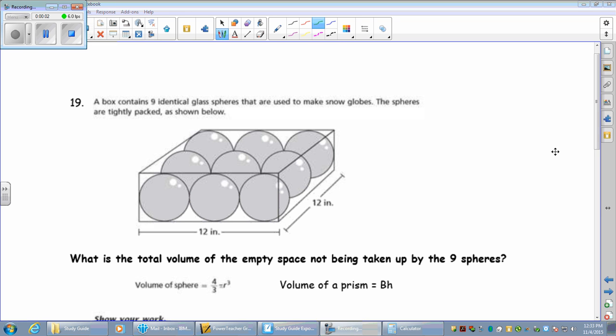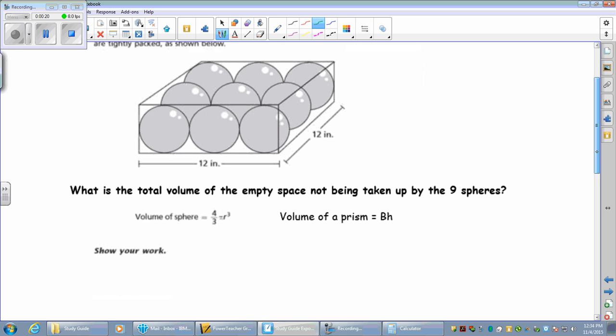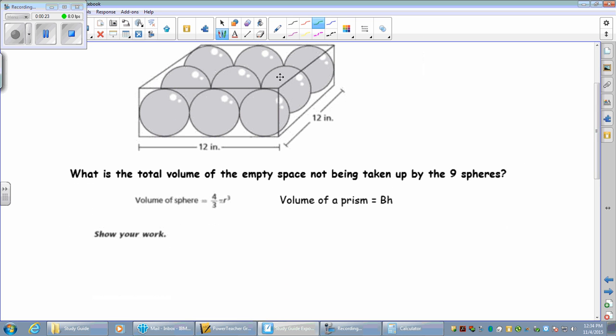Alright, so by far and away, probably the most challenging one on this study guide is number 19. You've seen this question numerous times, but I've never asked it like this. I stepped it up one notch on this one. It says, what is the total volume of the empty space not being taken up by the 9 spheres? So let's go through how we used to do this to find just the volume of the 9 spheres.